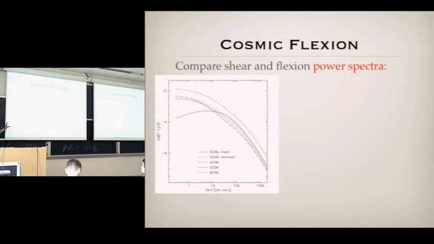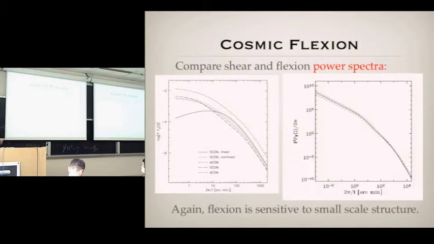Here's the typical shear power spectrum in slightly funny units. If we compare that with the flexion power spectrum, we find that this power spectrum is, to a pretty good approximation, L squared times this power spectrum. In other words, it's weighted towards small scale power. It's weighted towards substructure.